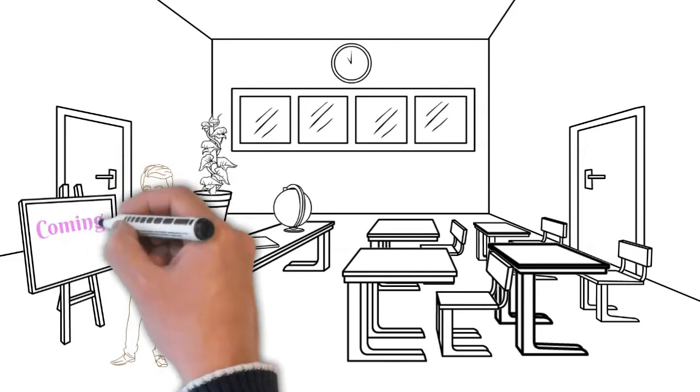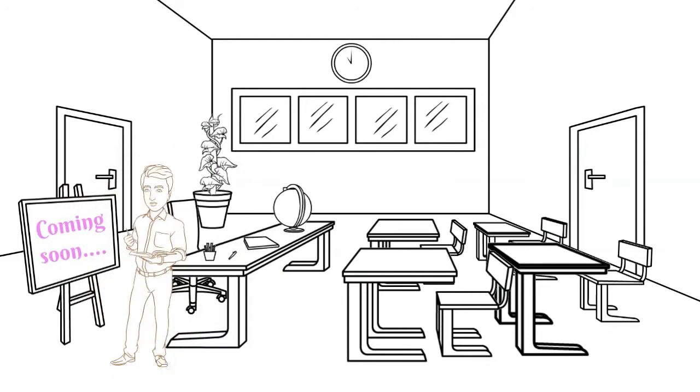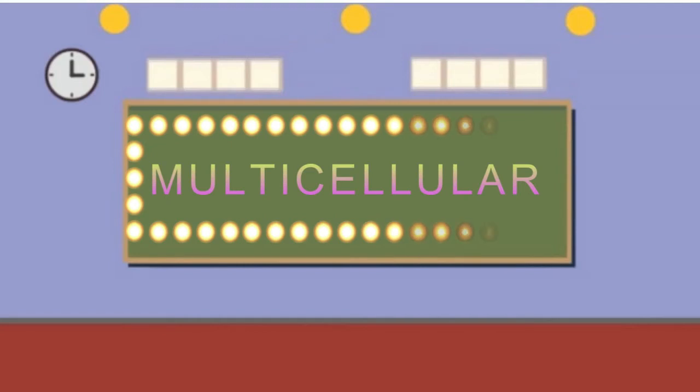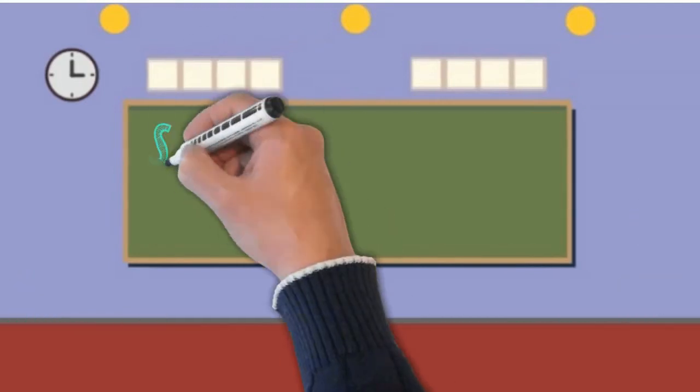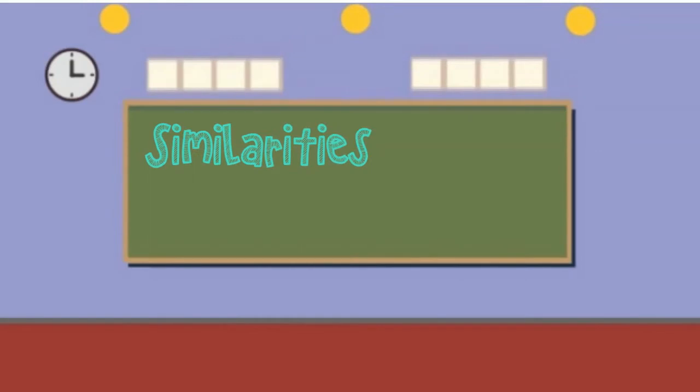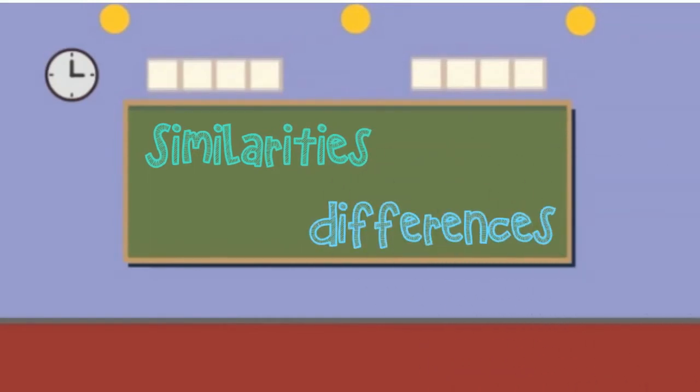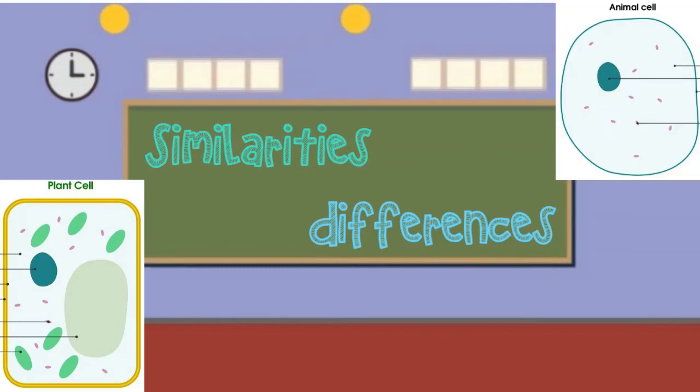Now, you may not have covered these yet. Your teacher may not have mentioned these. They come later in your school journey. We are looking at multicellular organisms, plants and animals. First, we will look at things that both cells share. Then we will look at unique features of both cells. These are plant and animal cells.